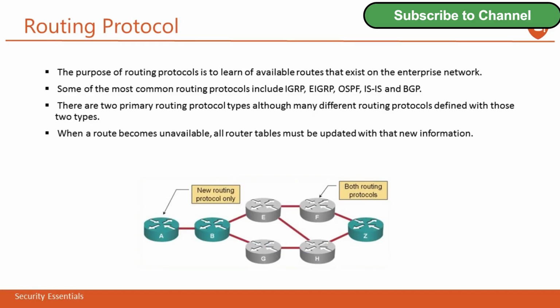Routing protocol. The purpose of routing protocols is to learn of the available routes that exist on the enterprise's network. Some of the most common routing protocols include IGRP, EIGRP, OSPF, IS-IS, and BGP. These are the routing protocols. There are two primary protocol types, although many different routing protocols are defined within those two types. When a route becomes unavailable, all router tables must be updated with that new information. So when you're trying to get the route, just update the routing table of that router and you'll be able to get connected.